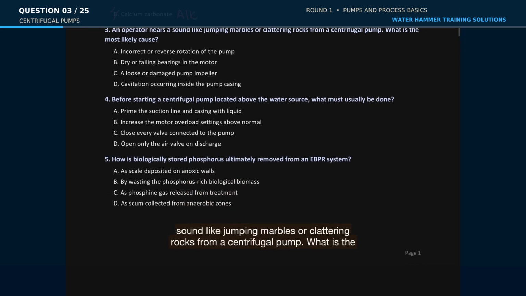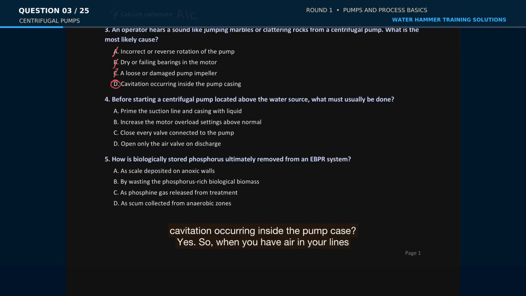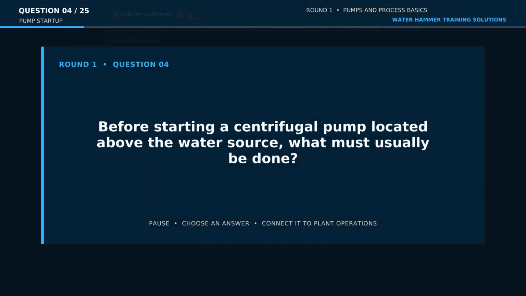Number 3. An operator hears a sound like jumping marbles or clattering rocks from a centrifugal pump. What is the most likely cause? Is it A, incorrect or reverse rotation of the pump? No, that wouldn't cause any clattering. Is it dry or failing bearings in the motor? No. Is it B, a loose or damaged pump impeller? No. Is it D, cavitation occurring inside the pump casing? Yes. When you have air in your lines and you have cavitation, those air bubbles are going to collapse. They're going to explode, and then they're going to start tearing apart your pump, sounding like clattering rocks. It's just really loud.